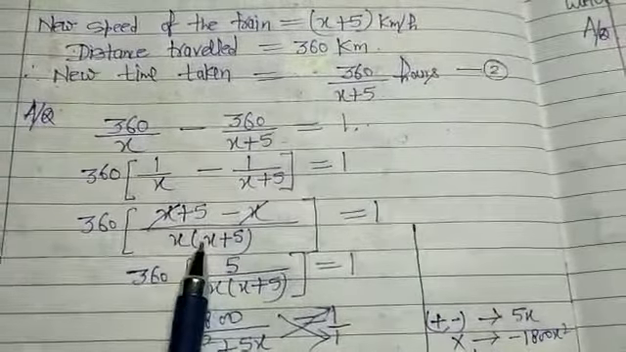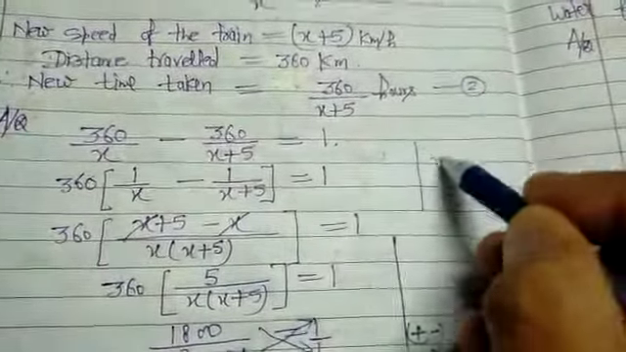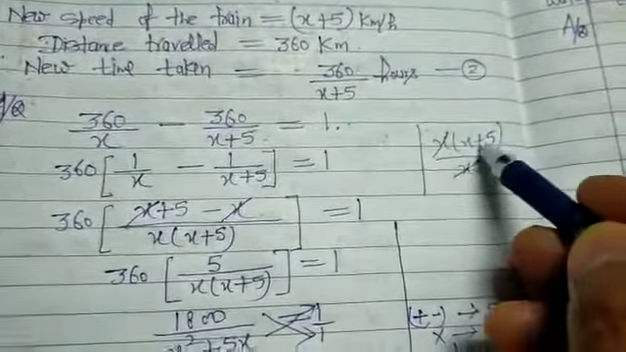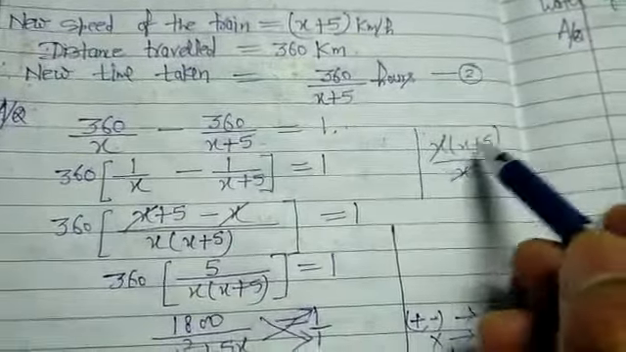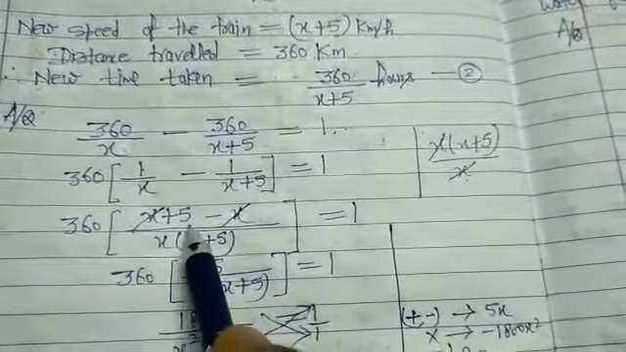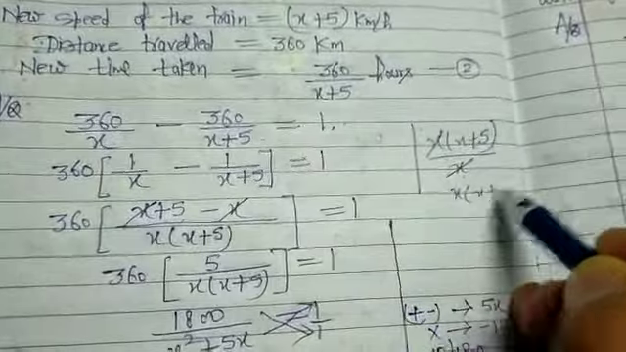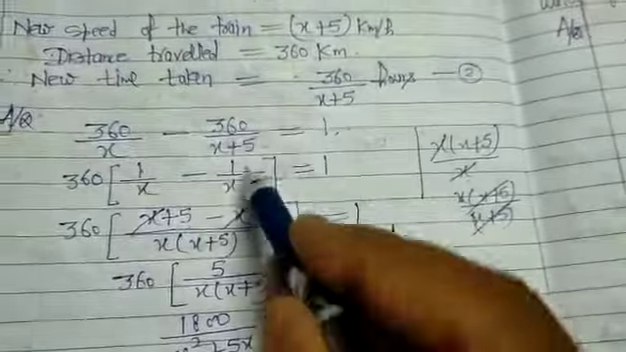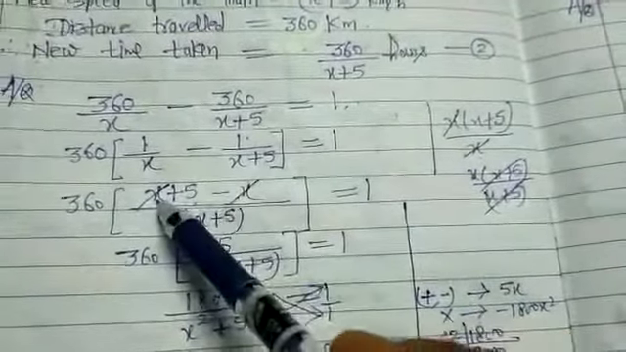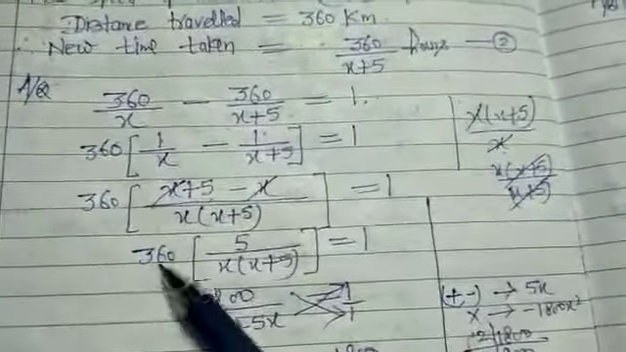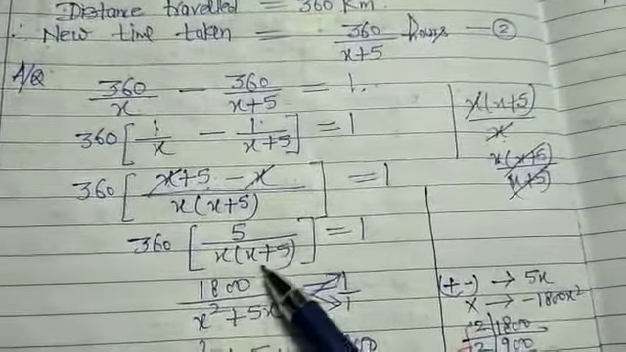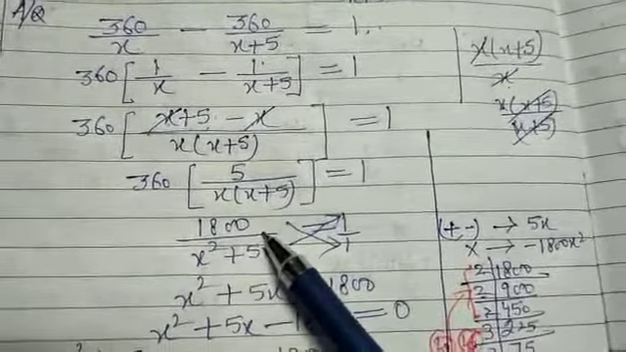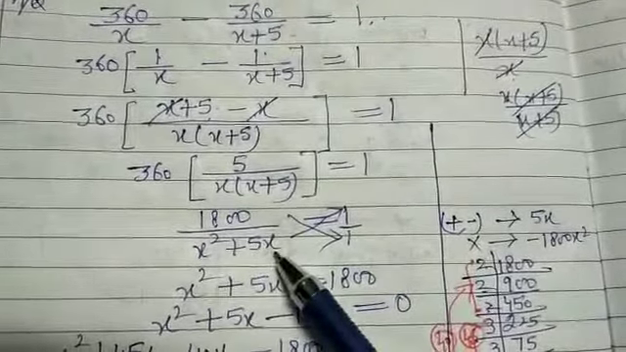So when the LCM x into x plus 5 is divided by the denominator x, we have x plus 5, and x plus 5 multiplied by 1 becomes x plus 5. In the same way, x into x plus 5 divided by the second denominator x plus 5 leaves x, so x into 1 is x. So these x and x will cancel out. 5 is left here. So 360 into 5 upon x into x plus 5 is equal to 1. When we multiply 360 into 5, it comes 1800 upon x square plus 5x is equal to 1.